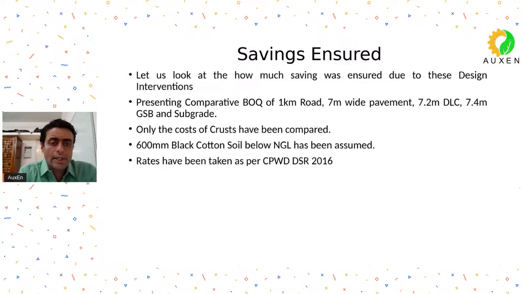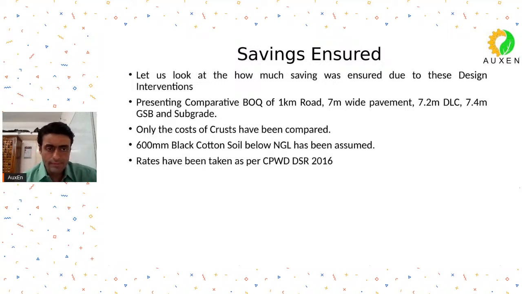So, let us look at that. To make things more interesting, I am presenting a comparative BOQ of 1 kilometer road, 7 meter wide pavement. The dry lean concrete layer is 7.2 meters wide, and the GSB and subgrade are 7.4 meters wide. In both the options, the design that was earlier used in phase 1 and the design that we presented, both have been compared.